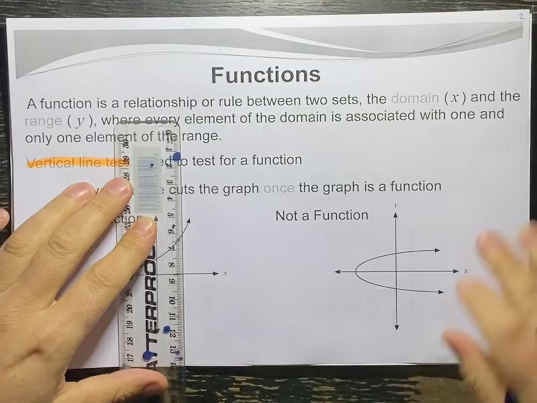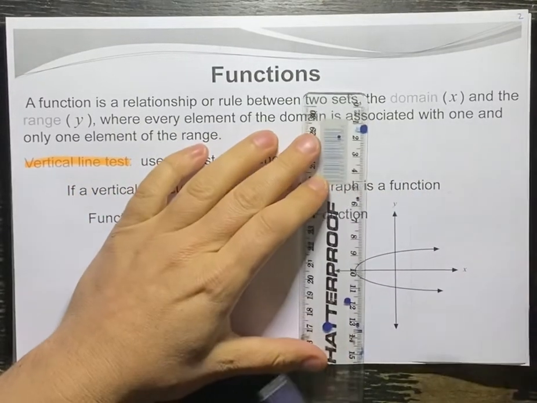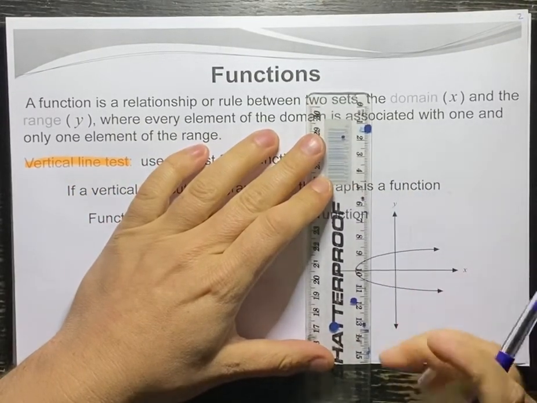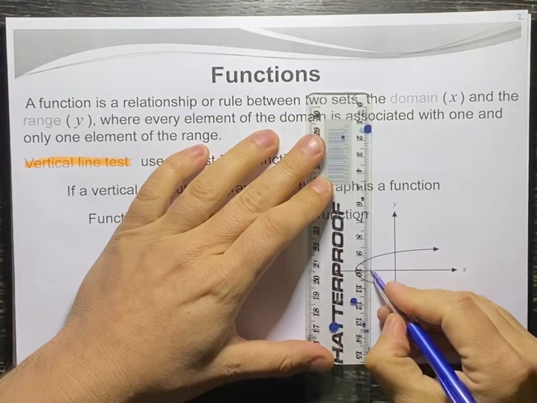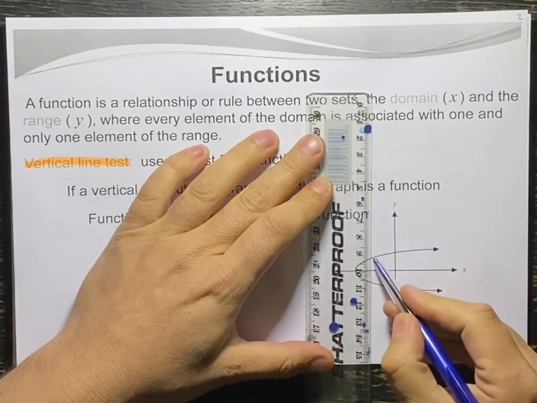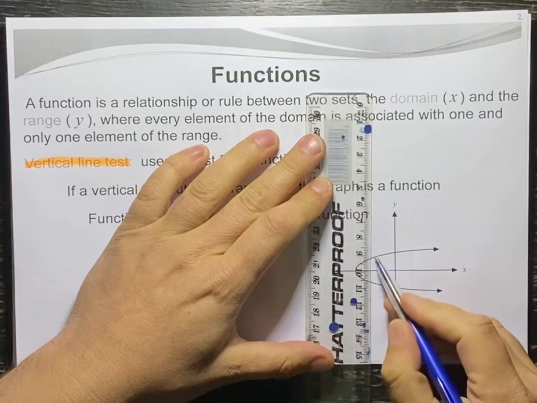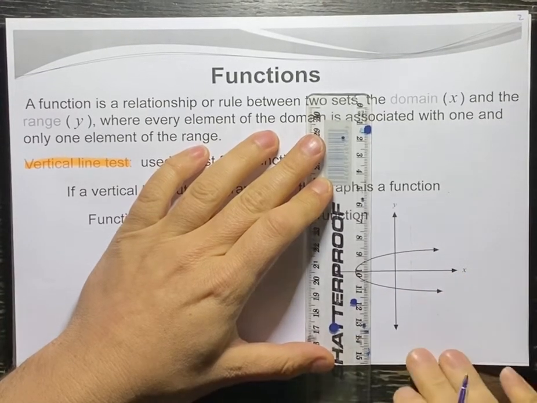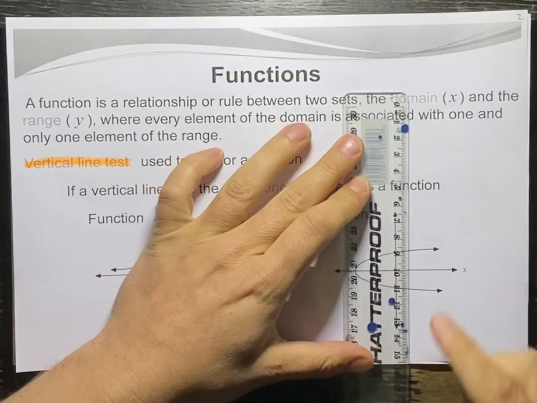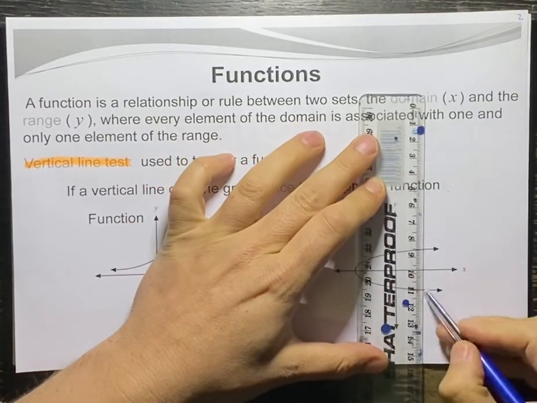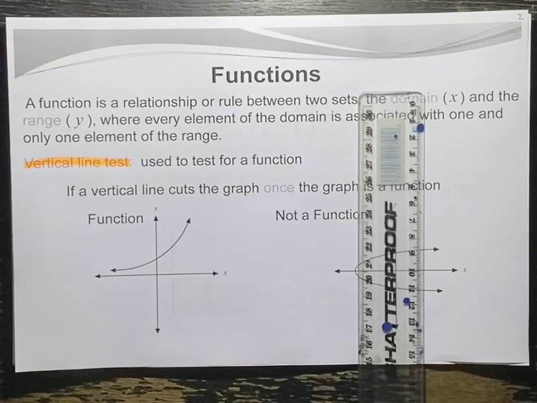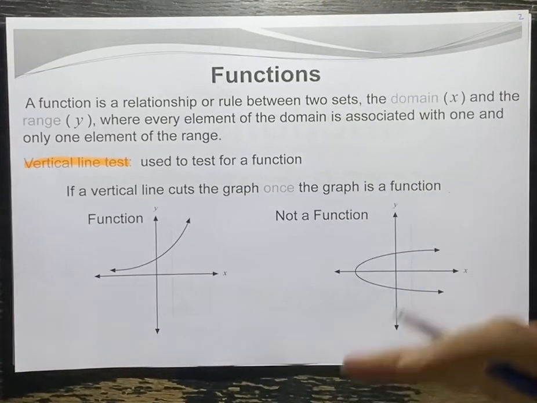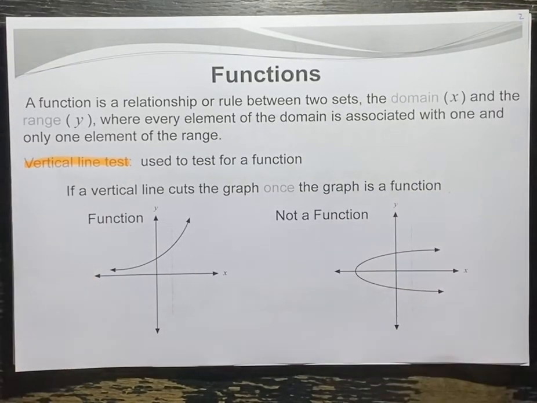Now, if we have a look at this one over here, if I take my ruler over here, you can see for this x value over here, whatever this x value is, we are getting two y values. It is cutting the graph twice. Therefore, this is not a function. And you can see as I go along here, each time it is cutting twice. So that is not a function. And that is how we can test if something is a function or not, by using the vertical line test.